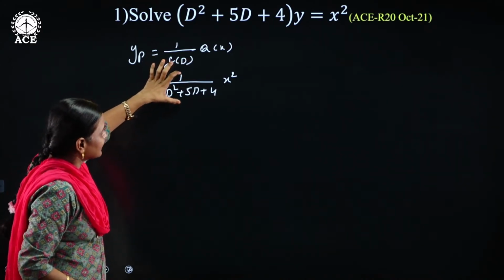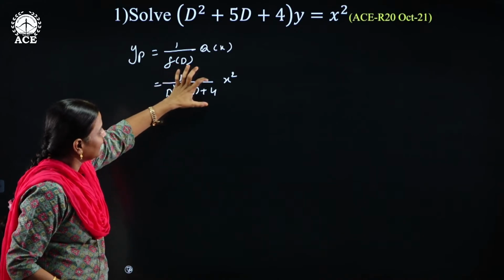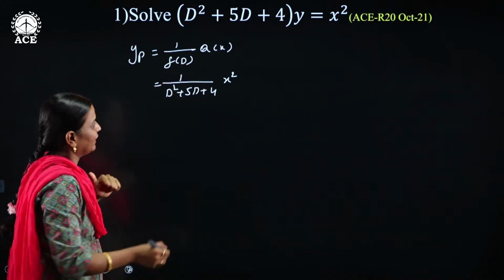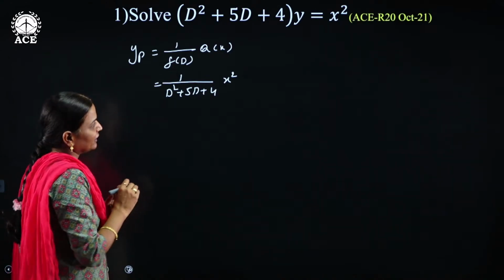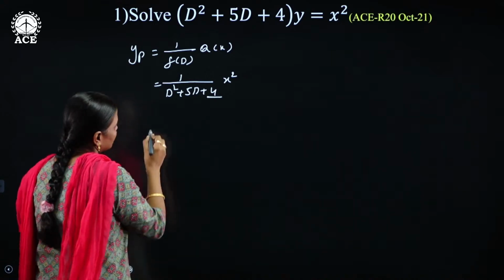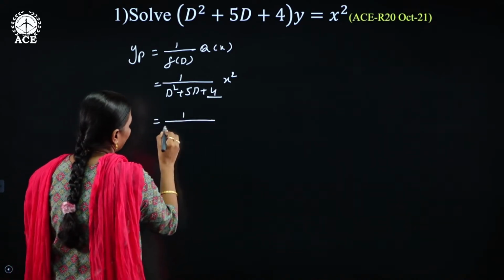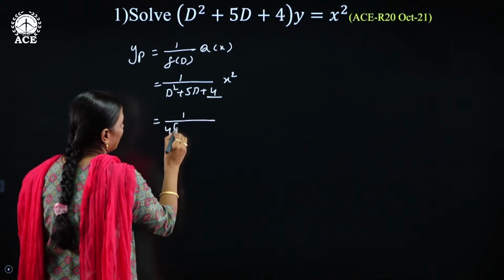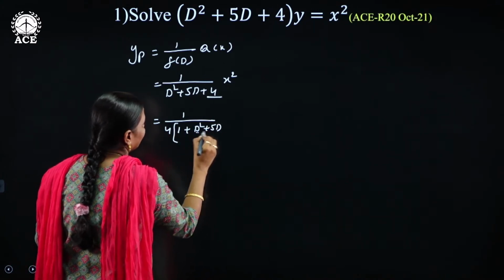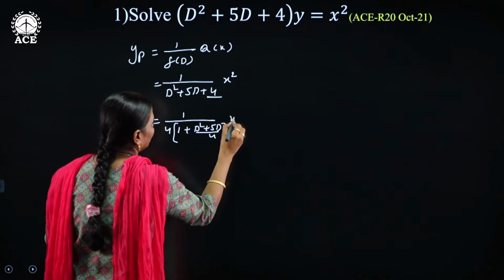Reduce 1 by D square plus 5D plus 4 into the form of 1 by 1 plus or minus function of D, by taking out the lowest degree term. So here what is the lowest degree term? 4. So take 4 outside. If we take 4 outside, how to write this one? 1 plus D square plus 5D by 4 into x square.